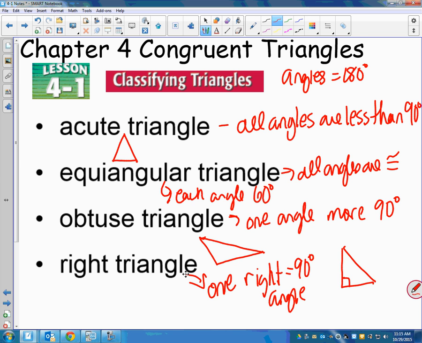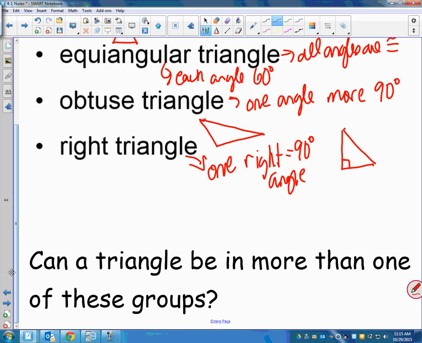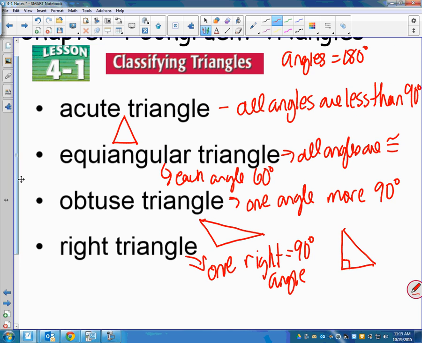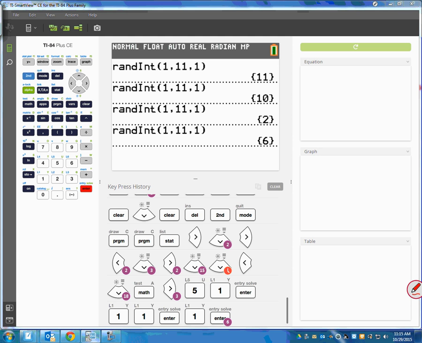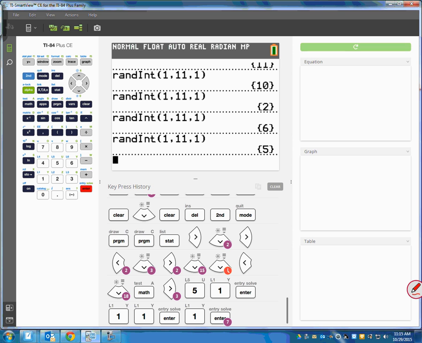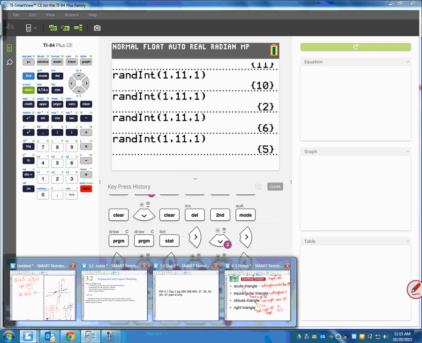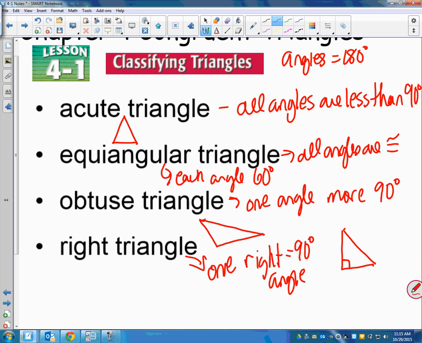All right. So then, what about this question down here? It says, can a triangle be in more than one of these groups? Remember this? This is a fun game. Number 5. What do you think? Can a triangle be in more than one of those things? I don't think so. So give me an example of two that couldn't be together.